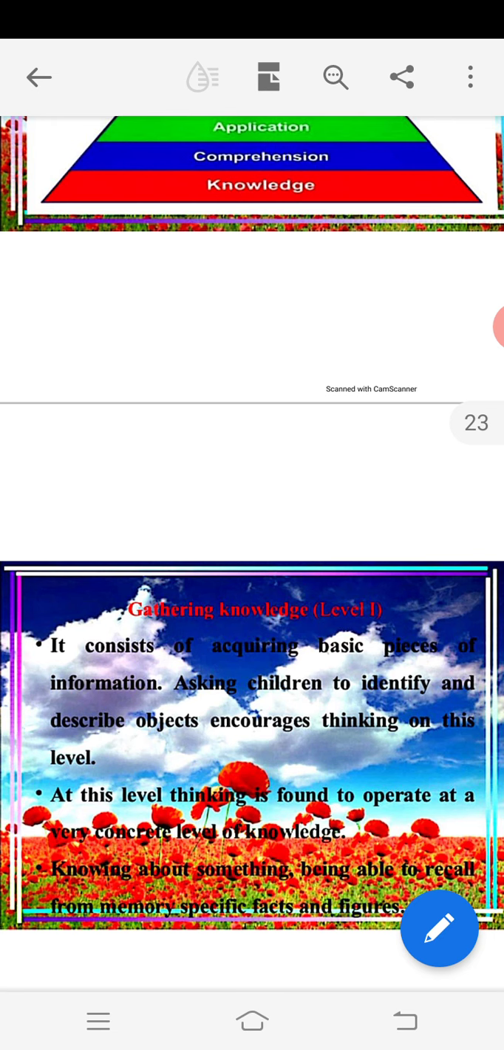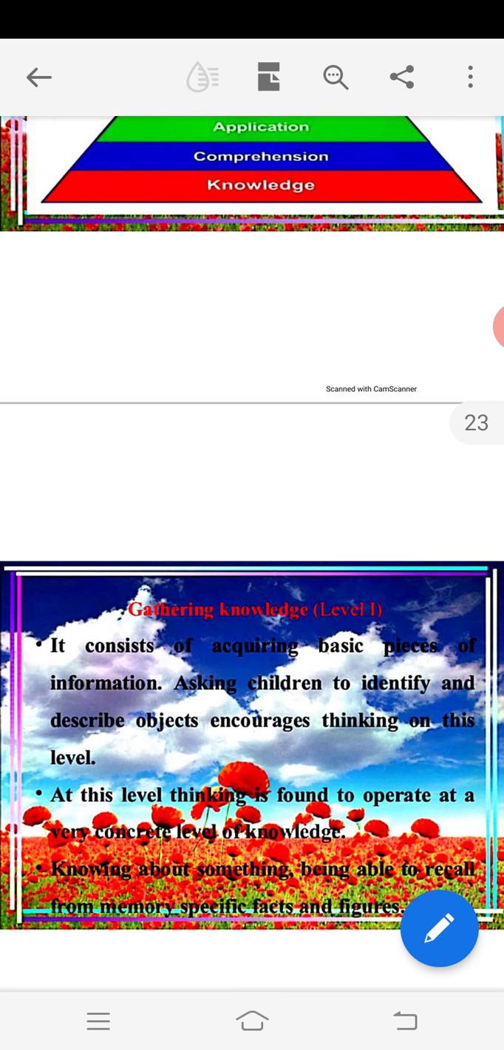In the case of children, we ask the child to identify the object and describe its relevance, then ask the child to think about that object. Whatever the child thinks, that knowledge will be gathered. This level of thinking operates at a very concrete level of knowledge. So a person or a child, when thinking, operates at a concrete level of knowledge.